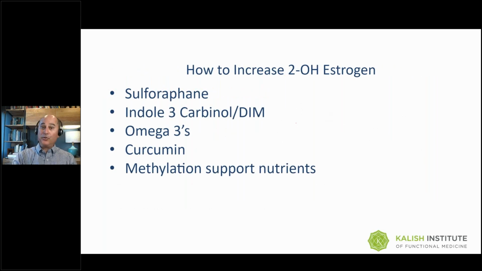So here, the 2s are the good ones, remember? It's a 2-hydroxy. So here's how you can increase them. Sulforaphane, indole-3-carbinol, DIM, omega-3s, curcumin, and then methylation support nutrients. Now, which one do you use? That's discovered or revealed to you on additional tests. So if you do organic acids testing, if you test fatty acids, you'll be able to see people that need the 3s, that need the different phase 2 products. If you're not doing that kind of testing, you can use combination products to just cover all your bases.